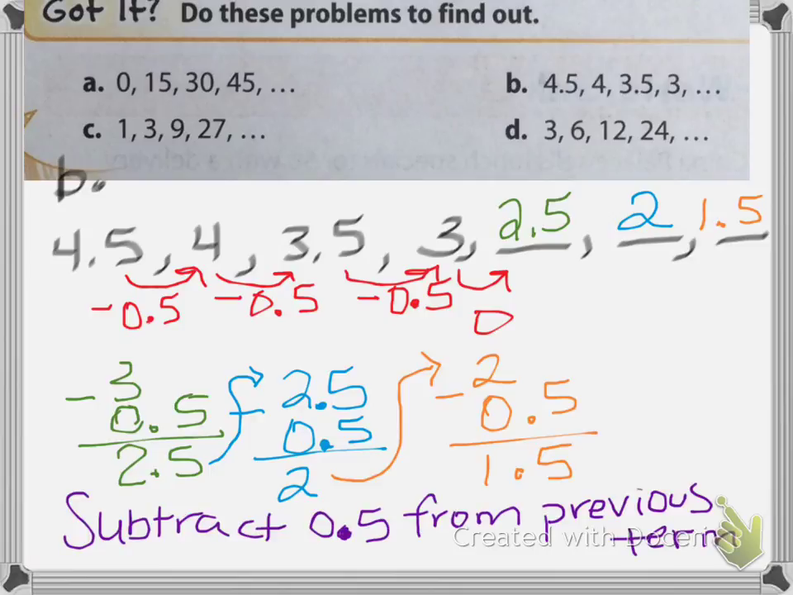All right, and then you can see my explanation down here. I've shortened it a little bit, so all you need to write is subtract 0.5 from previous term. So that just means to find the next term, you subtract 0.5 from the previous term.